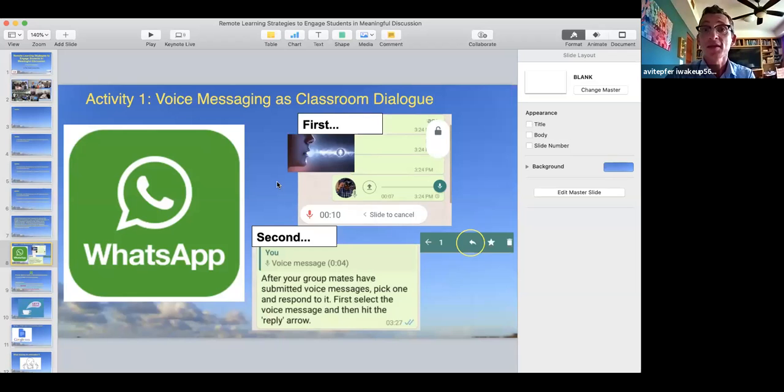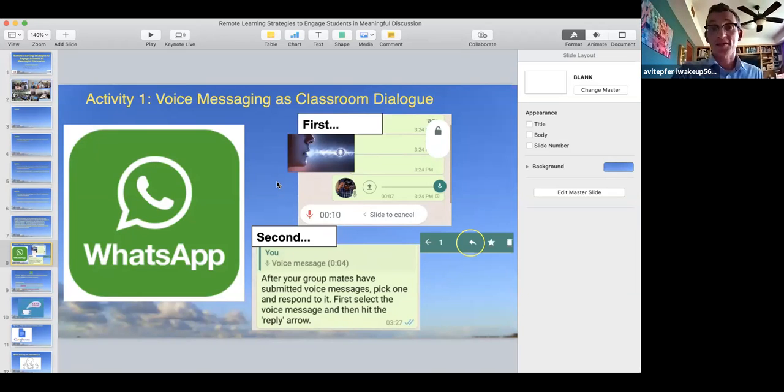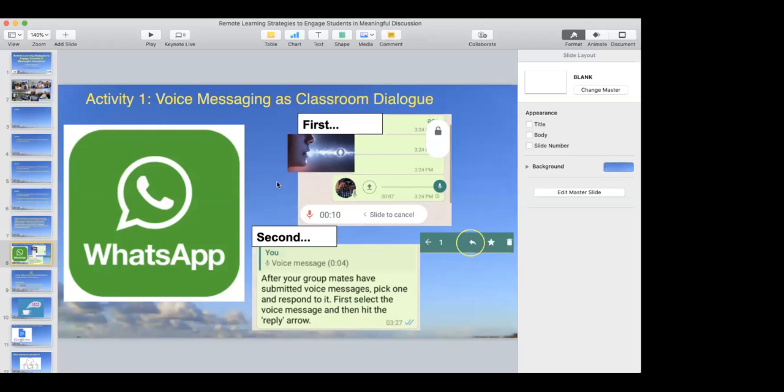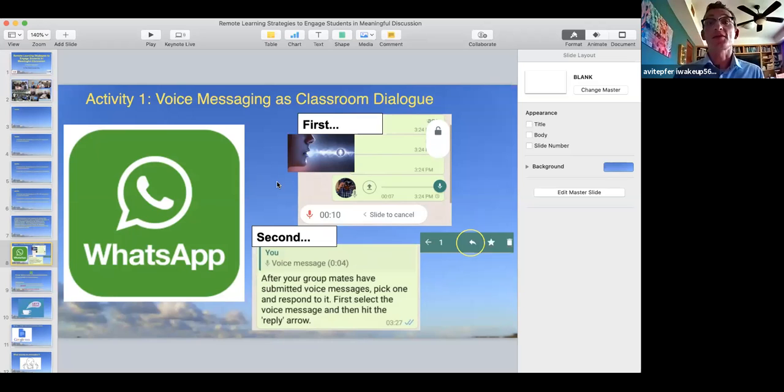And that's what I always do for my students. Give them a very direct prompt, give them a few sentence starters or some vocabulary that they are expected to use in their response. Now, after you see some voice messages in your group, we move to the second step. And I want you to respond to some of your group mates in text form, okay? Simply by pressing the reply arrow on your WhatsApp and just respond to something that one of your group mates said, okay?